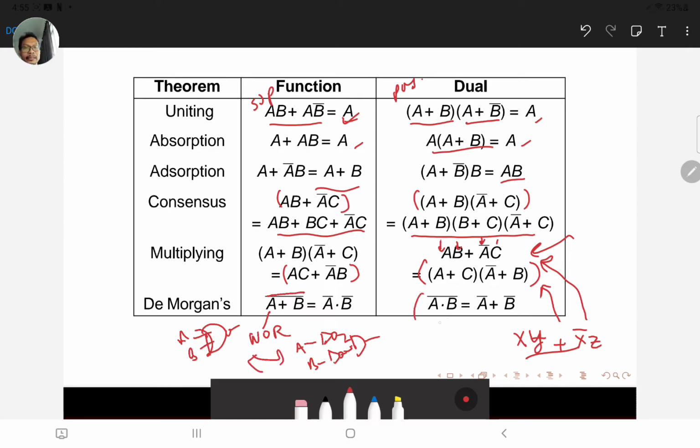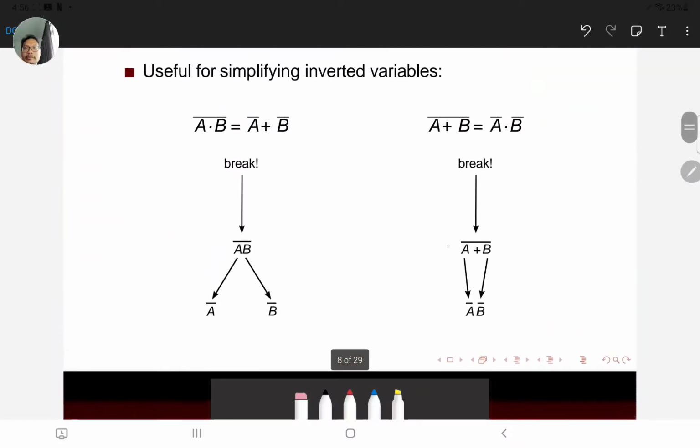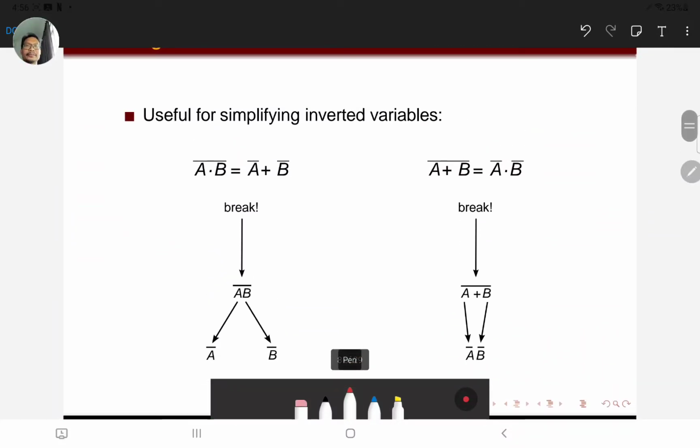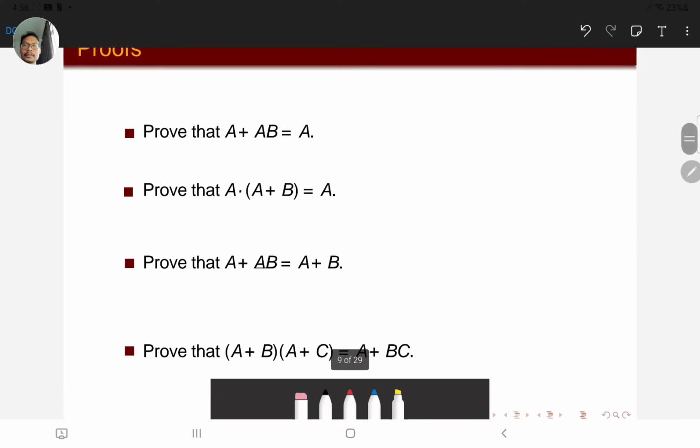Similarly here, A dot B bar. What you do is you break up the bar over A and put a plus, and then break up the bar over B as well. Okay, we get De Morgan's theorem. So De Morgan's theorem is explained here, where we simply break up the bar. We have A dot B bar, we break it up and put a plus. Similarly, if you have A plus B bar, we break up and then we have the AND there.